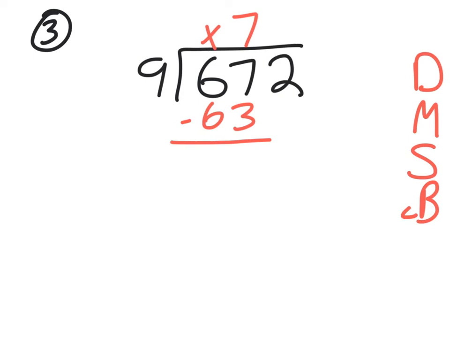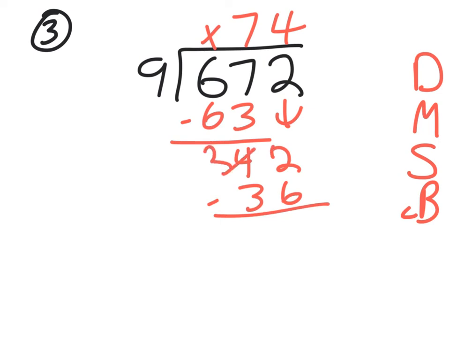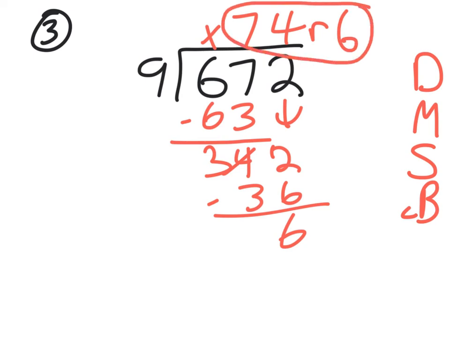Now I'm going to subtract. 7 minus 3 is 4. 6 minus 6 is 0. 4 is less than 9. That's my check. Bring down the next number, 2. 9 goes into 42. Well, 9 times 4 is 36. 9 times 5 is 45, so that's too much. 9 times 4 is 36. Subtract, you gotta borrow. 12 minus 6 is 6. 3 minus 3 is 0. 6 is less than 9, there's nothing left to bring down. Remainder 6. 74, remainder 6.